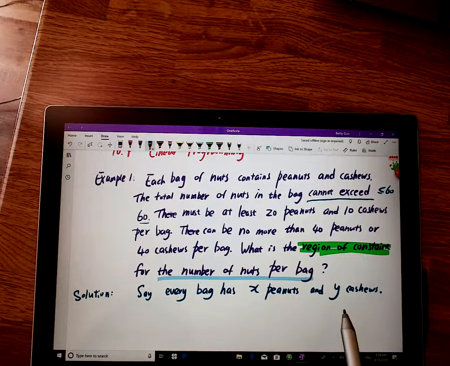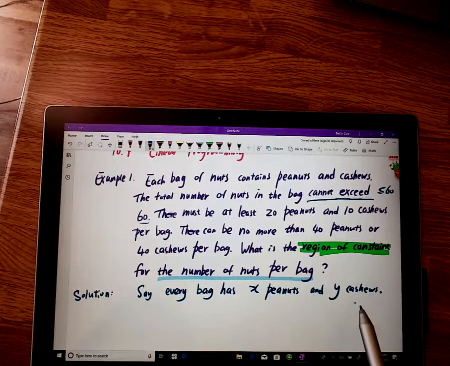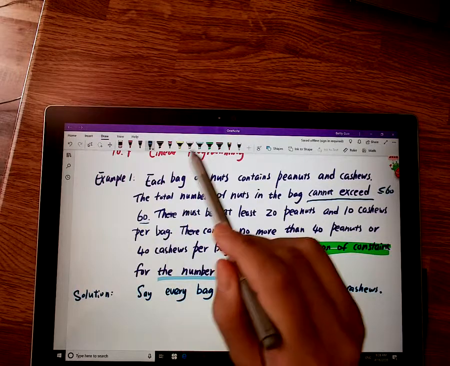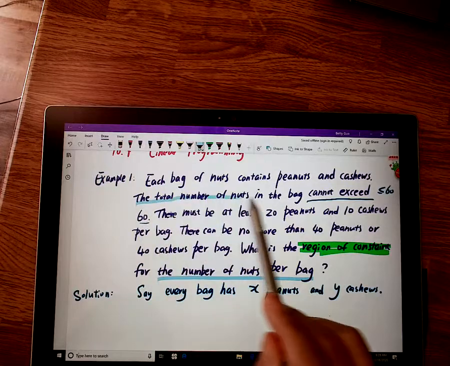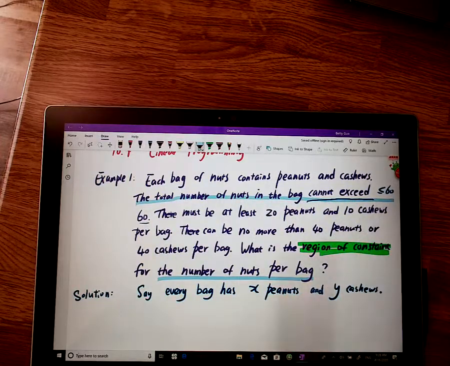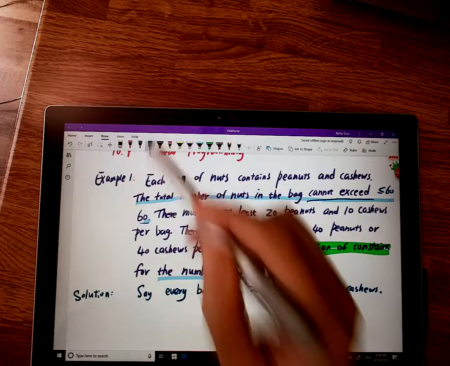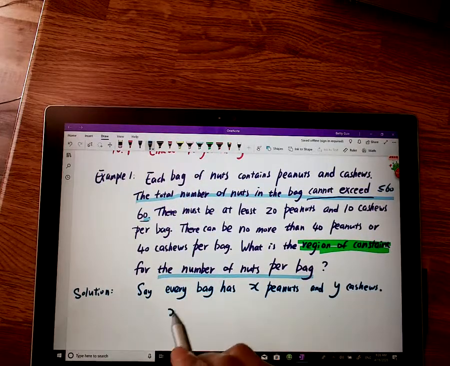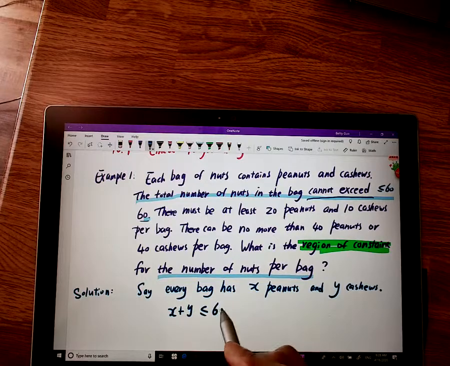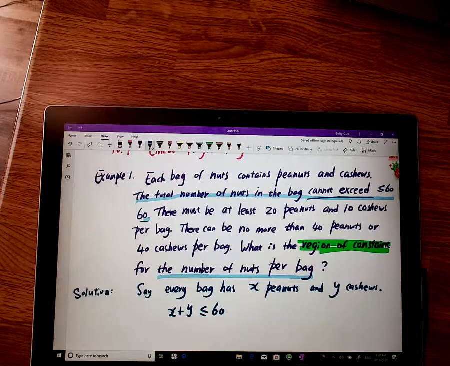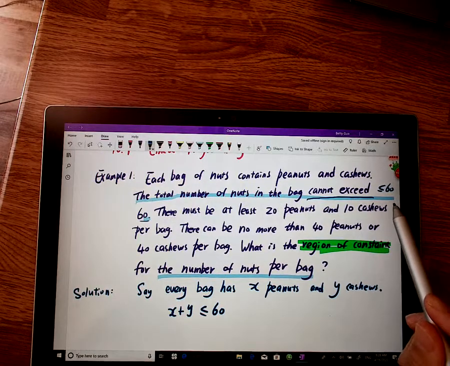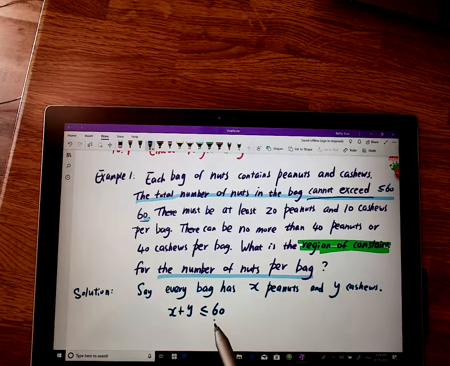The total number of nuts in one bag. Every bag has 2 types of nuts, peanuts and cashews. Now we know every bag has x peanuts and y cashews. So how do you translate this sentence? The total number of nuts in a bag can't exceed 60. Would you have x plus y less than or equal to 60? Does that make sense to you? Because the sum of x and y is the total number of nuts in a bag, which cannot be more than 60, so it's less than or equal to 60.